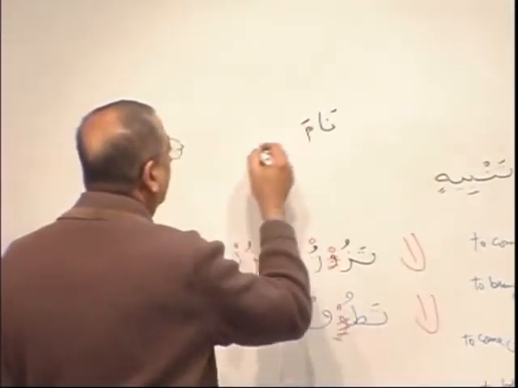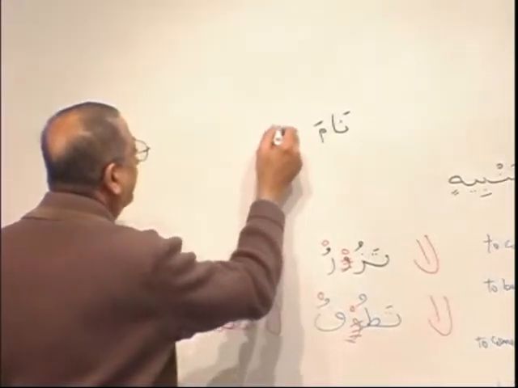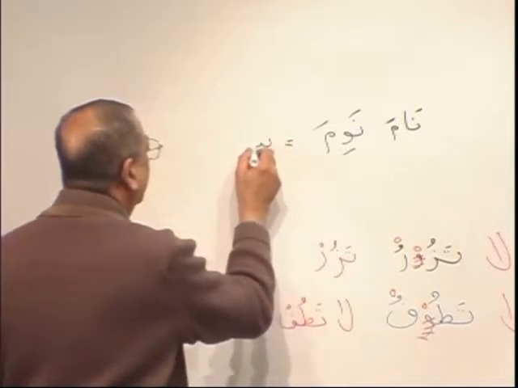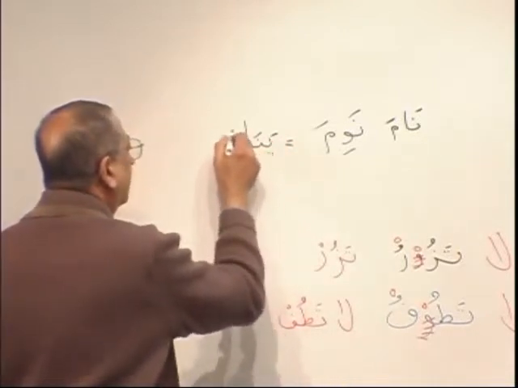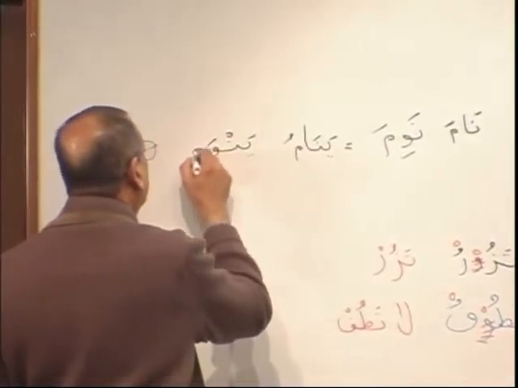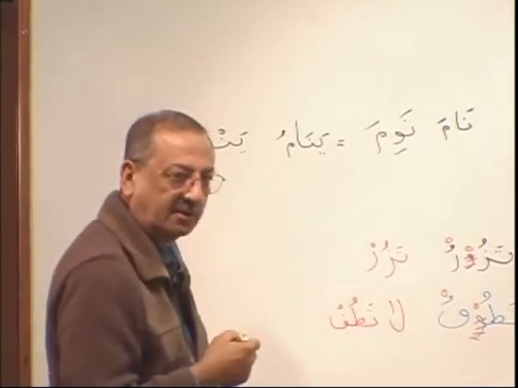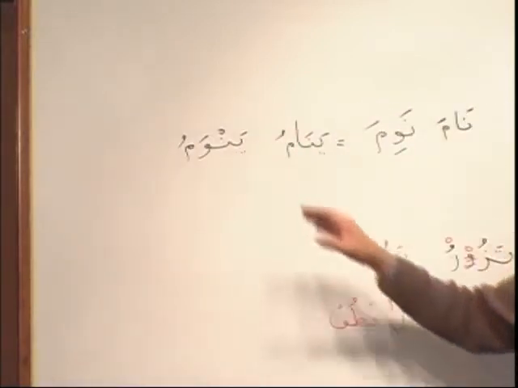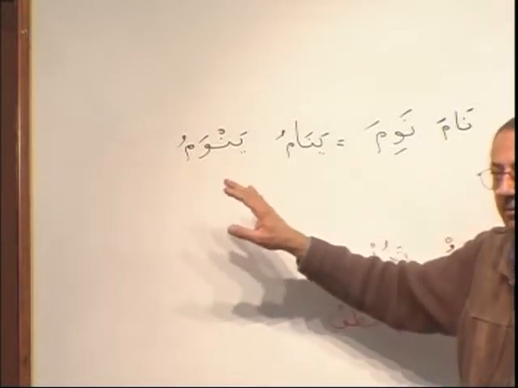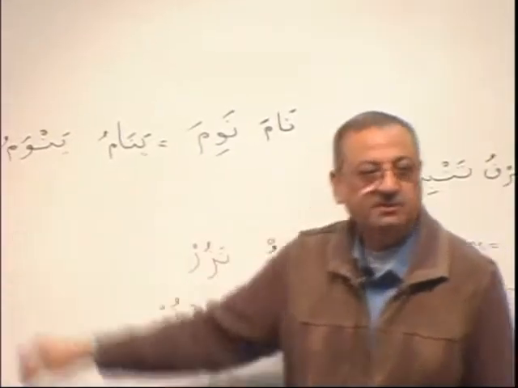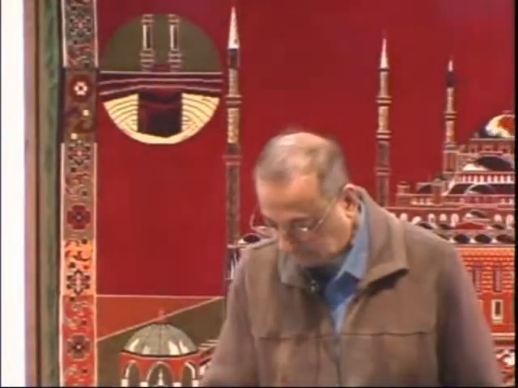Nāma. What is nāma, brother? Nawima. And then, yanamu. What is yanamu, brother? Yanwamu. Okay, this is how it is. So, just keep it in mind. We will not use yanwamu anywhere. We will always use yanamu. But originally, it was yanwamu. And it changed. Brothers and sisters?